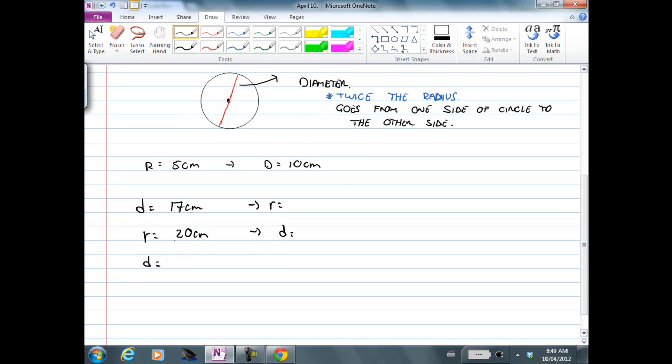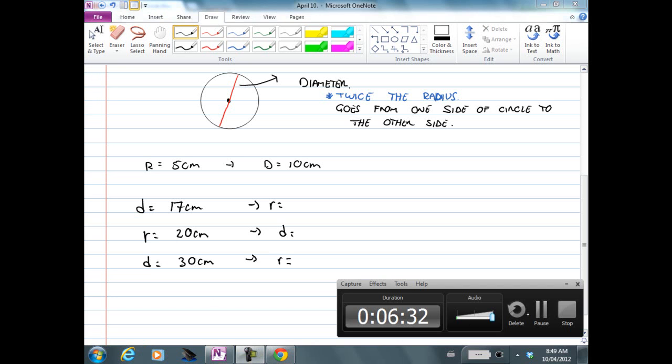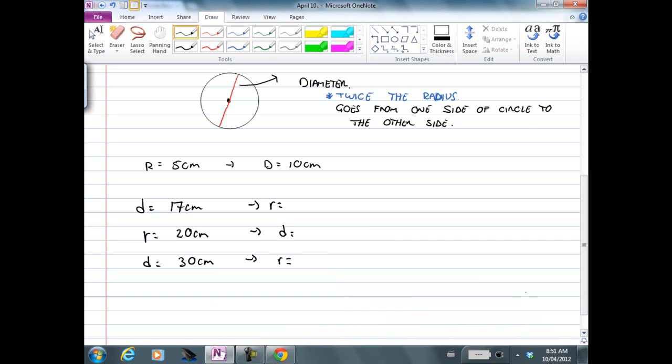D equals 30 cm. Find R. Guys, gals, you're going to practice converting left and right, left and right. I'm going to pause it. And for the first one, diameter is 17. What's your radius, Rachel? 8.5 is correct. The reason why: if my diameter is twice the radius, I just divide this by 2.